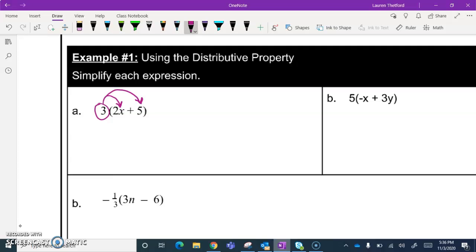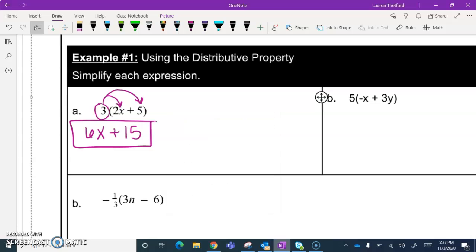So 3 times 2x, we can multiply with a variable. We just can't add things together that don't have a variable. So 3 times 2 is 6, and we keep our x. And then 3 times 5 is 15, so we have plus 15. This is my answer. So like I said, we can multiply a number to a number with a variable, but we cannot add or subtract a number from a variable. It's kind of some fancy rules we've got going on.